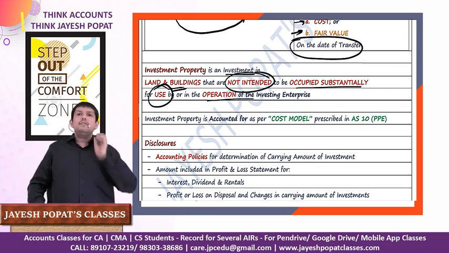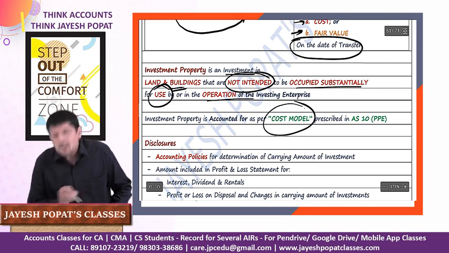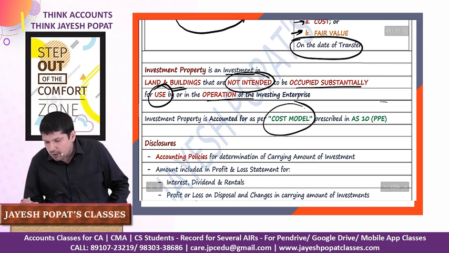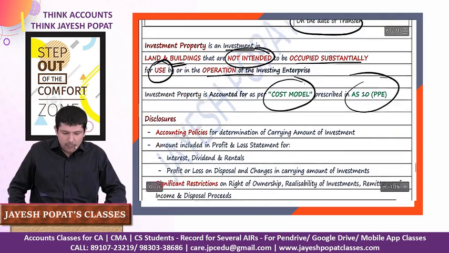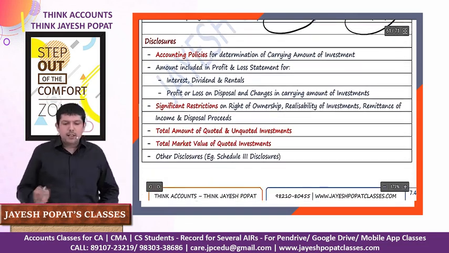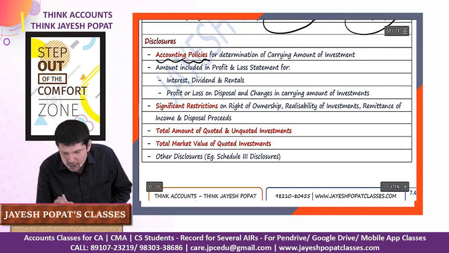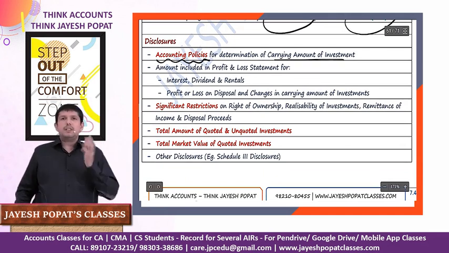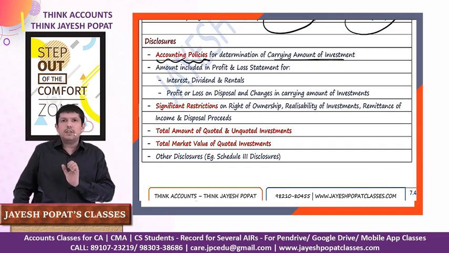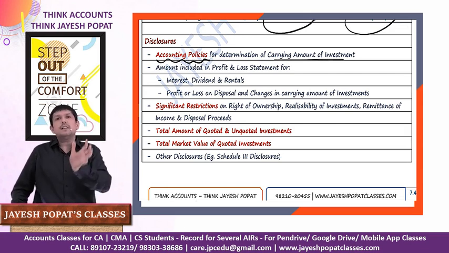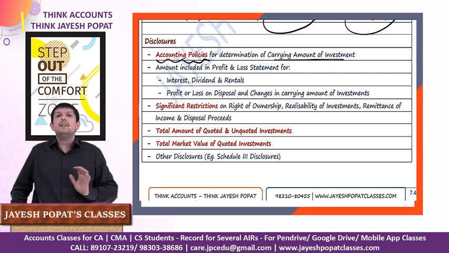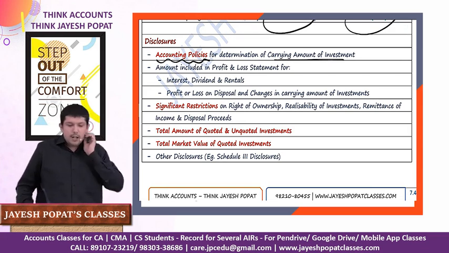How do you deal with this investment property? It says that you deal with it using the cost model which you have learned in Accounting Standard 10, property, plant and equipment. Then we'll talk about certain disclosures which we need to make. We need to disclose the accounting policy for determining the carrying amounts. If it's a current investment, cost or fair value, whichever is lower. If it's a long-term investment, usually carried at cost. And if there is a reduction because of other than temporary decline in the investment, we'll record a provision.